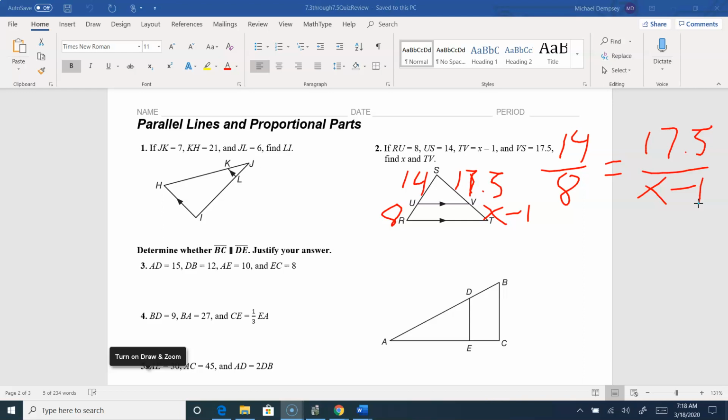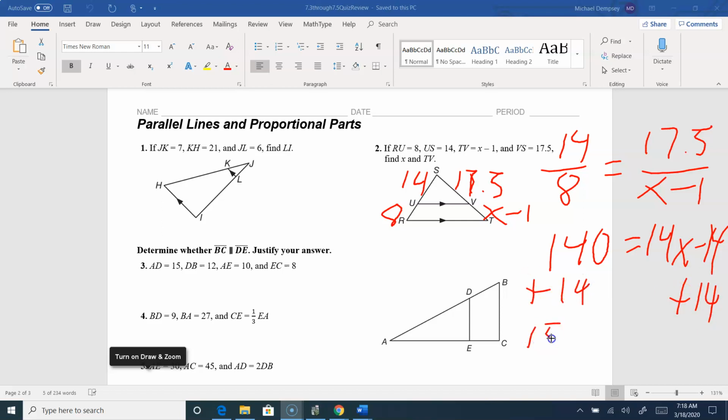So when I multiply 8 times 17.5, if you have your calculator or even a calculator on your computer, you can do that. 8 times 17.5 is going to be 140. And then that's going to equal 14x minus 14. And this is pretty easy for us at this point. We would add 14 to both sides. Right? So we have 154 equals 14x. And then you can see x is just 11.